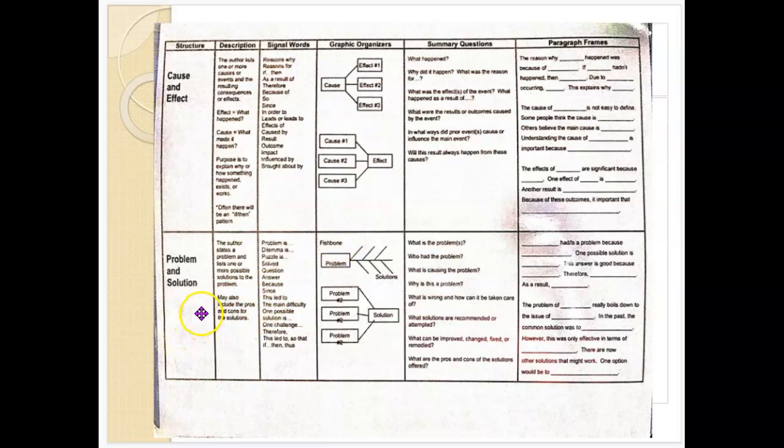Problem and solution is similar to cause and effect, except instead of looking at causes and effects, you're looking at a problem and possible solutions. Okay, so words like dilemma, puzzle, question, answer, one possible solution, one challenge, or therefore. They're very similar, cause and effect and problem and solution, but you will be looking specifically for the words problem and solution when you are looking at a problem solution text. Okay, so you're going to follow the same format to help you figure out that text structure.